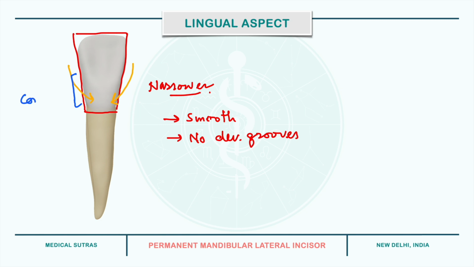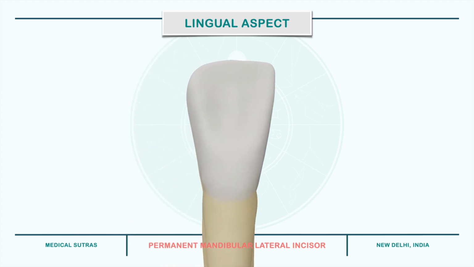It presents convexity in the cervical portion due to the cingulum and concavity in the incisal region due to the depression of the lingual fossa. The crown outlines are similar to that seen from the labial aspect. The mesial outline is straight, the distal outline is straight in the cervical region and shows slight convexity towards the incisal ridge. The cervical outline is curved towards the apex. The incisal outline is straight. The mesio-incisal angle is less rounded when compared to the disto-incisal angle.